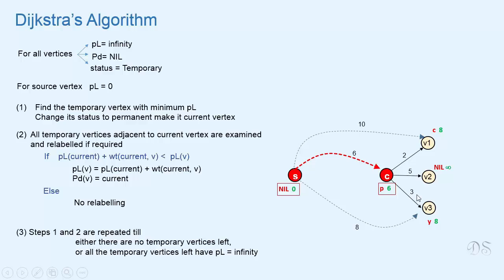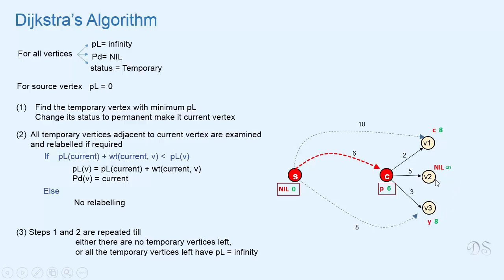Now 6 plus 3 is greater than 8. So this condition is not true. So there is no relabeling required for this vertex V3. It means that using this vertex C, we did not get a better path to vertex V3. This path was of length 8 and this path that we get using this vertex C was of length 9. So we did not change the label of this vertex V3.